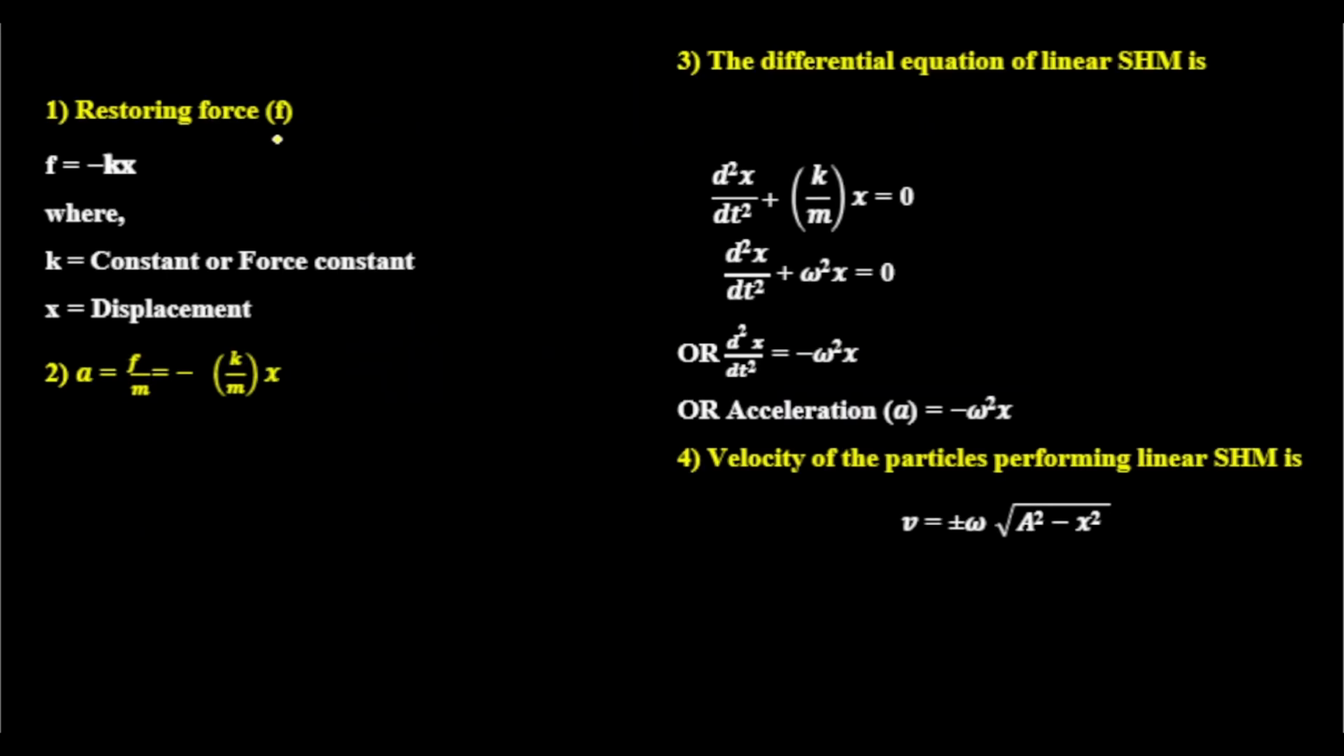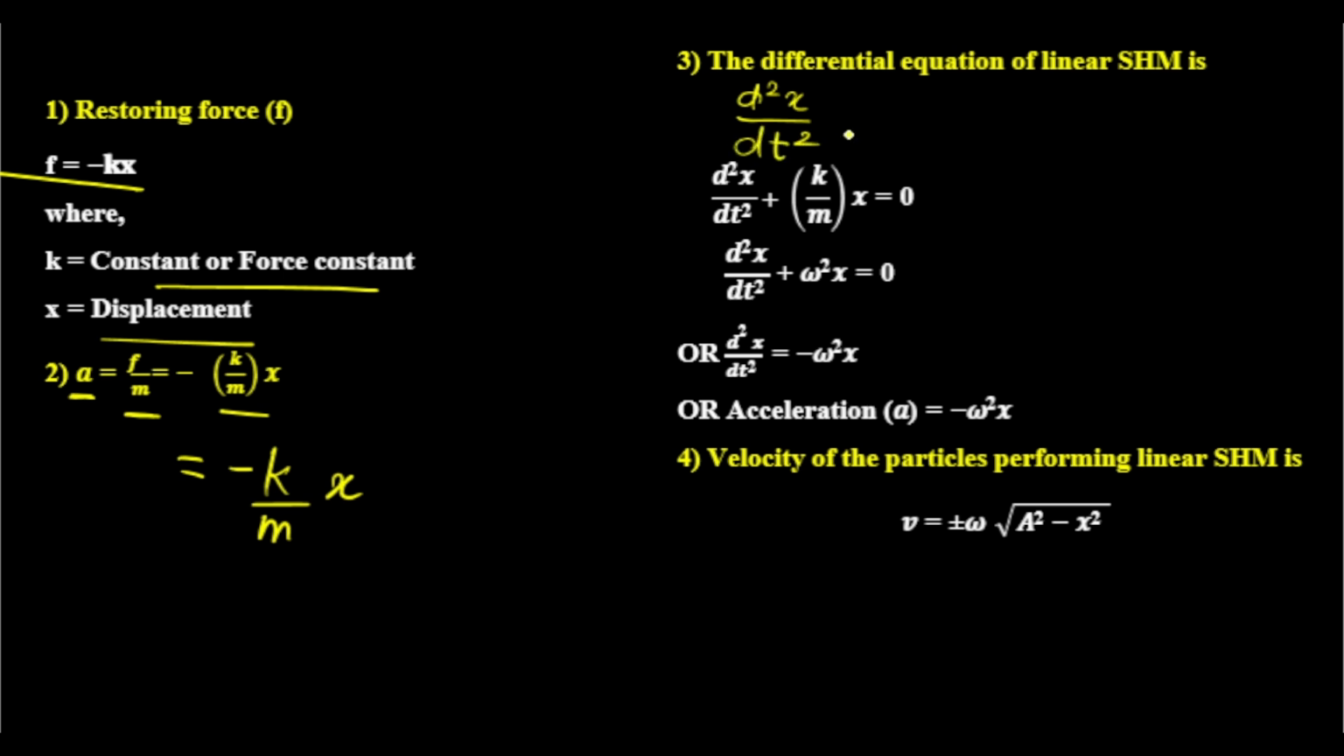Let's begin with oscillation. Restoring force F is equal to minus kx, where k is the force constant and x is displacement. Acceleration is force upon m, that is minus k upon m into x. The differential equation of linear SHM is d square x divided by dt square plus k by m into x is equal to 0.